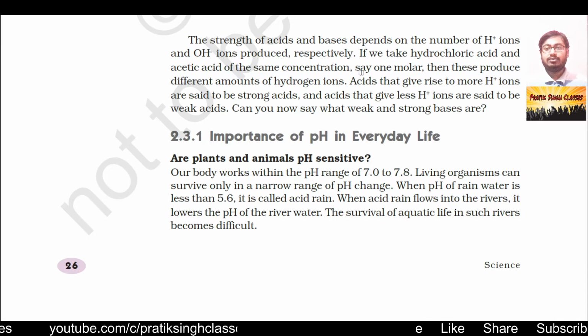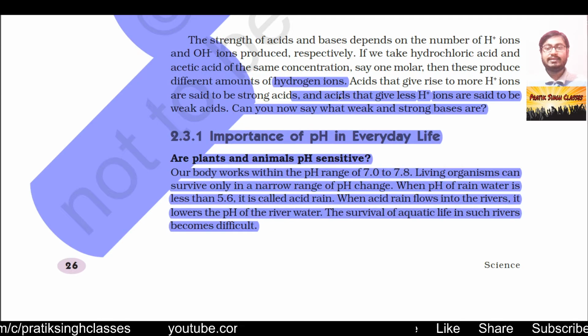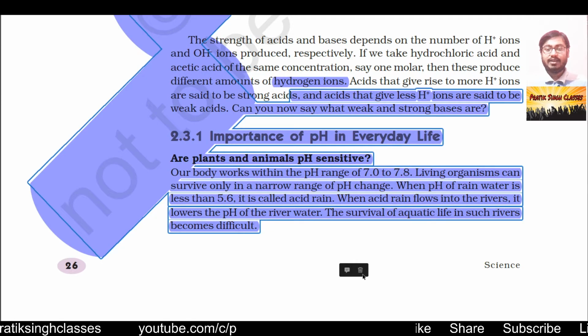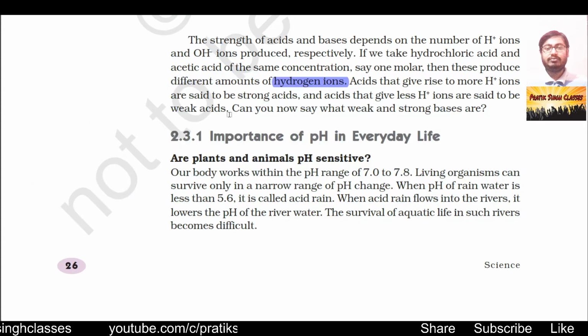If we take hydrochloric acid and acetic acid of the same concentration, suppose 1 molar, then these produce different amounts of hydrogen gas, and based on the amount of hydrogen gas released, their acidity will be different. Acids that give rise to more hydrogen ions are said to be strong acids, and acids that give fewer H plus ions are said to be weak acids.